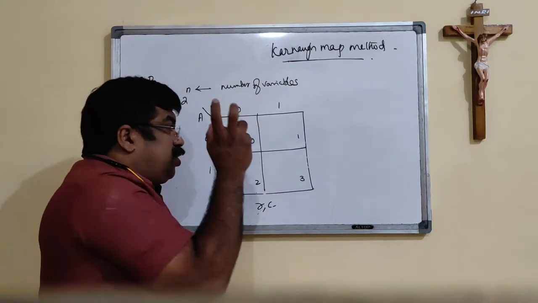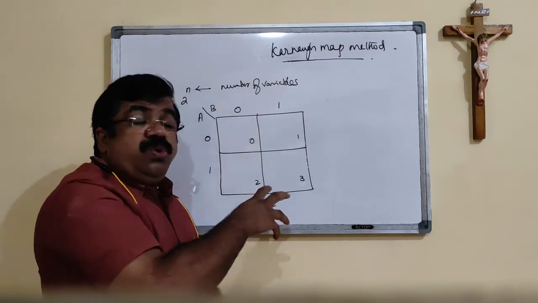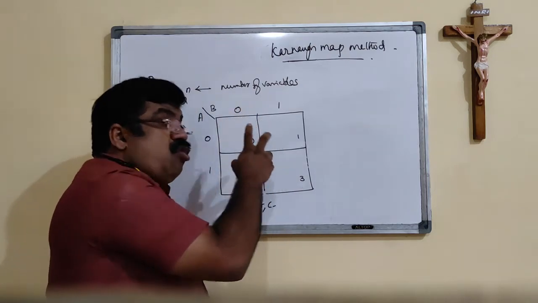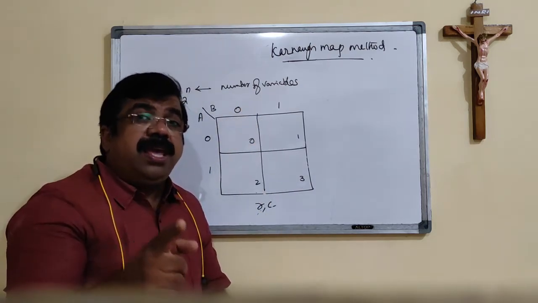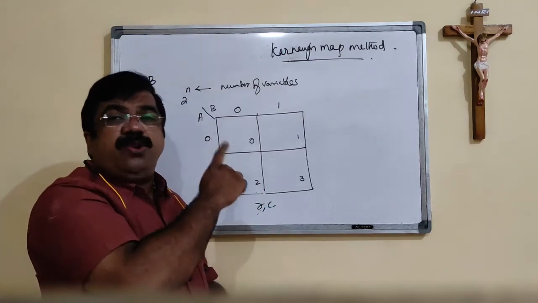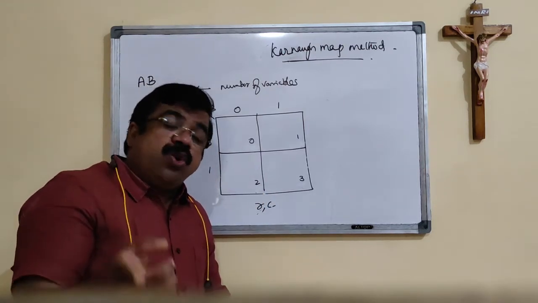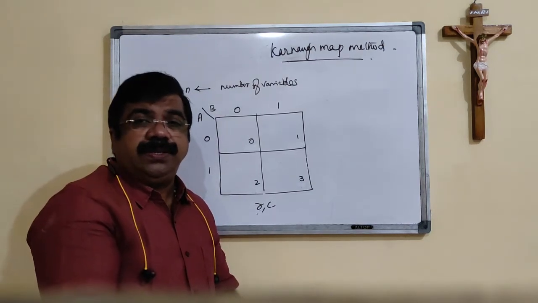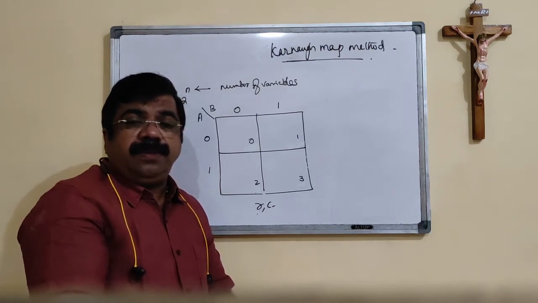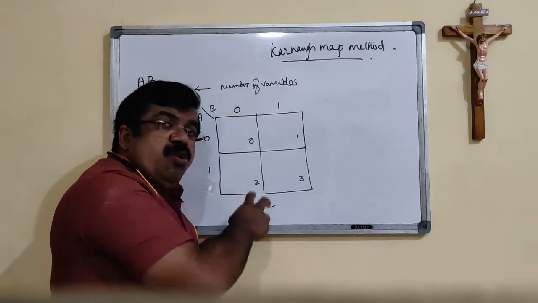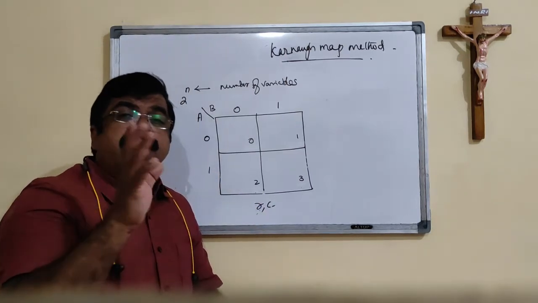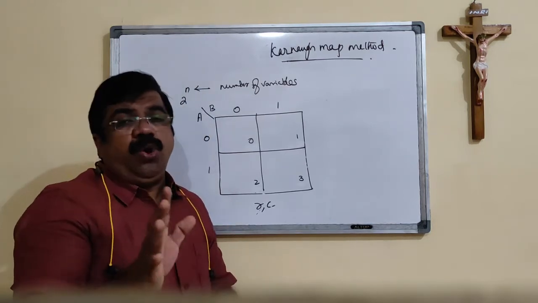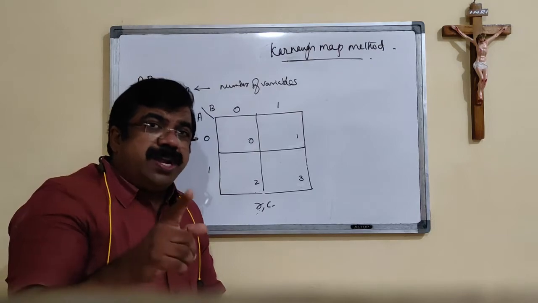That means what the squares contain, or what the Karnaugh map represents, depends on the expression we are selecting, whether it is a canonical SOP or a canonical POS. I think you understood it.